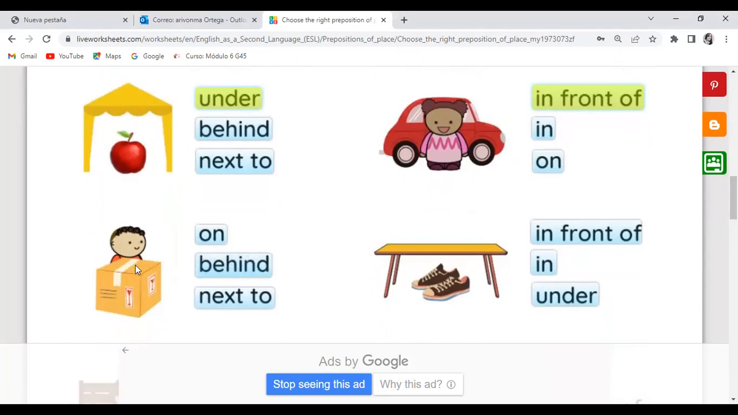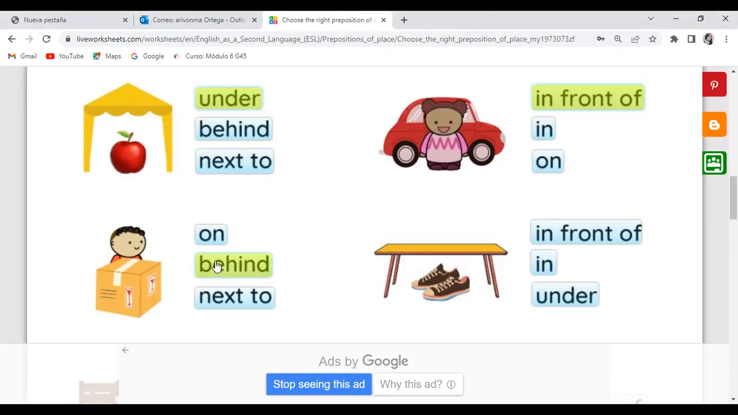Where are you? Y el niño les dice, I am on, behind, or next to the box. What do you say, guys? On, behind, or next to? Behind the box, all right.